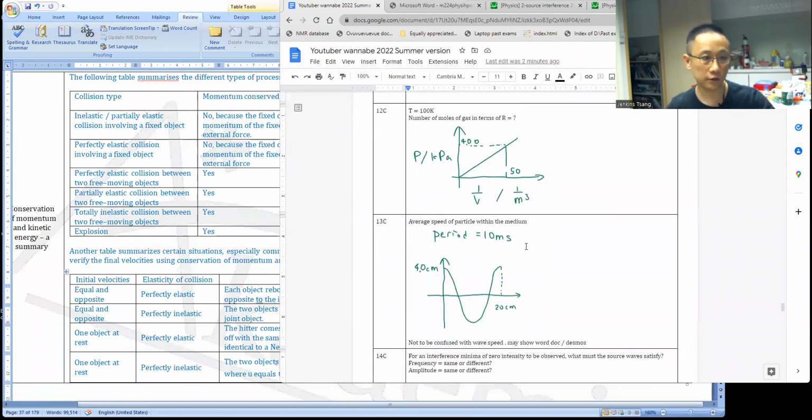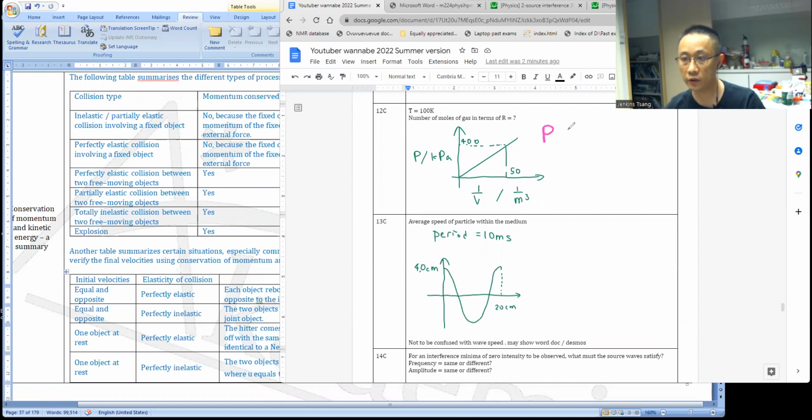Question 12 is about properties of an ideal gas. They give you a graph with a little bit more detail, but the key information to extract is the gradient is 400 divided by 50, which is 8. The units are actually tricky as well. The pressure is given in kPa, whereas the volume is given in standard units.